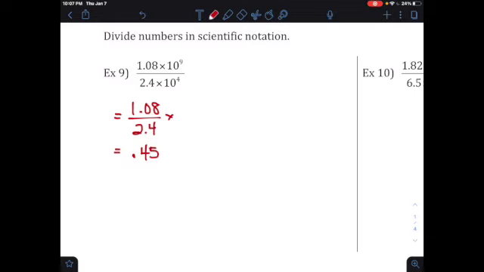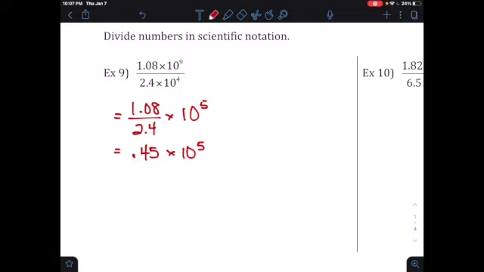Now remember, when the base is the same, you subtract the exponents or think about one-to-one coverage. There's 9 tens, and there's 4 tens. So you should have 10 to the 5th still left on top. So this is going to be times 10 to the 5th.